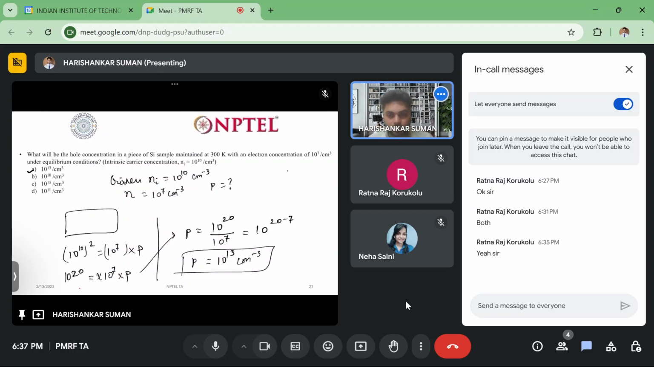Next question. What will be the hole concentration in a piece of silicon sample maintained at 300 Kelvin with a given electron concentration? Electron concentration is given under equilibrium condition, and intrinsic condition is also given. P you have to find, so use ni square equals n into p, and you will easily get the answer.